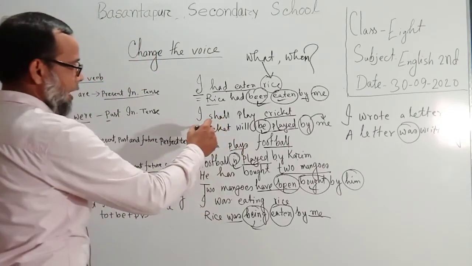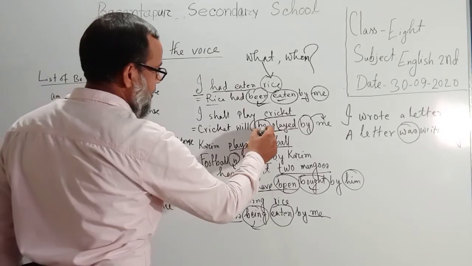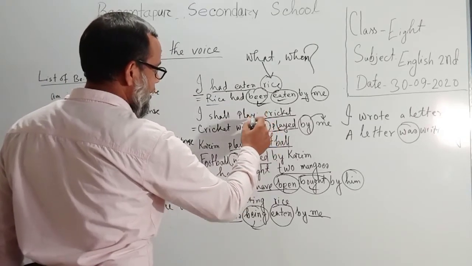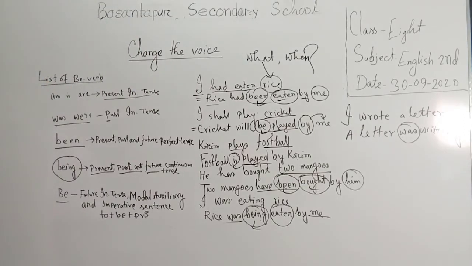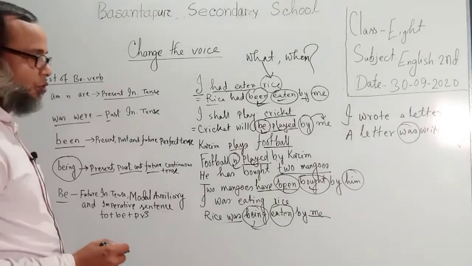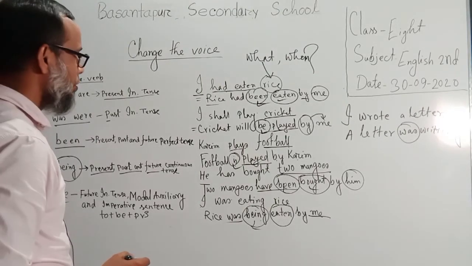Be is used in future indefinite tense. Second example: I shall play cricket. Cricket will be played. Be is used in future indefinite tense. In all modals too: I must do it. It must be done. So must is a modal auxiliary, then we use be to make the passive form.